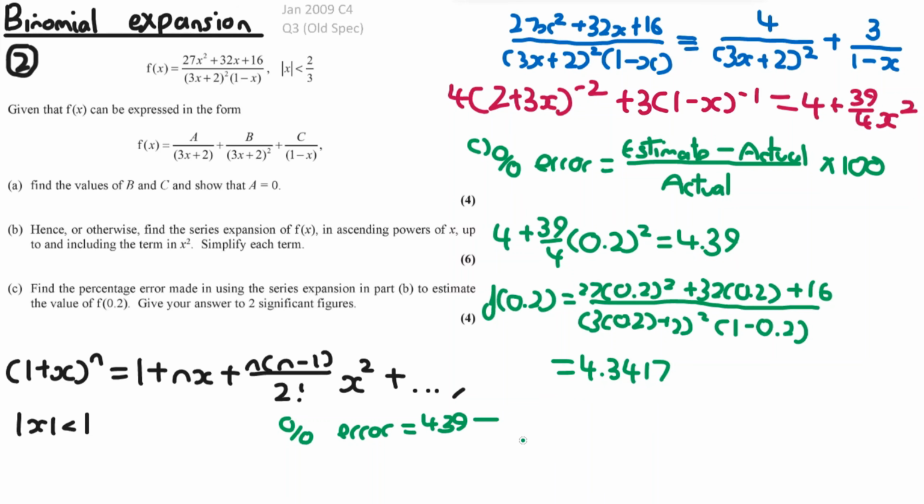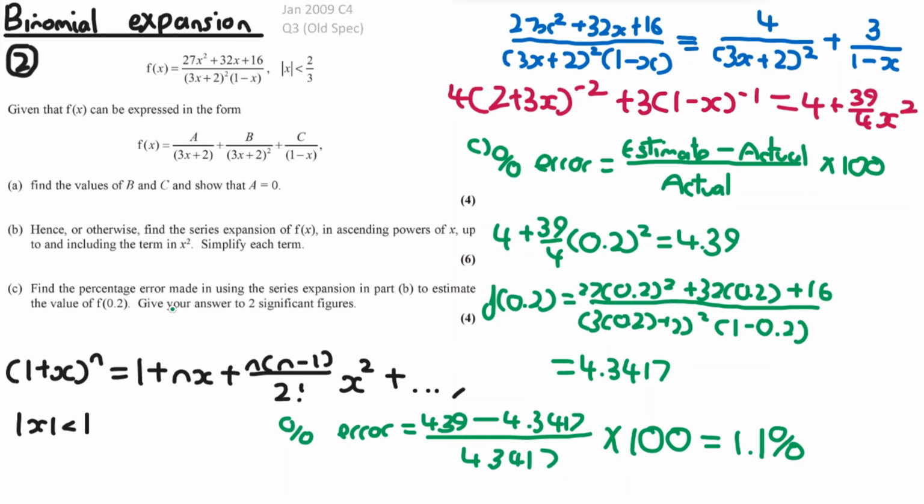So therefore the percentage error is going to be the estimate, which is 4.39, minus the actual, which is 4.3417, over the actual, which is 4.3417, times 100. And if you put this into a calculator to two significant figures, it is equal to 1.1%. So the percentage error from subbing x is equal to 0.2 into here and subbing x is equal to 0.2 into here is 1.1%. So it's very accurate. It's a very accurate estimate.